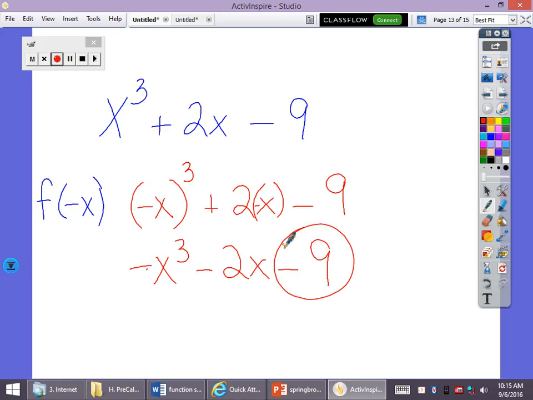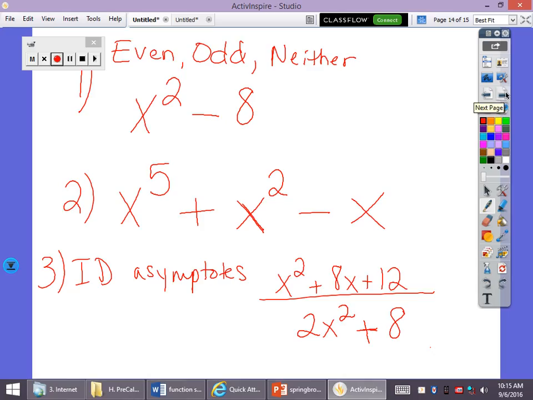Very simple. You just replace your x with a negative x. But the parentheses are important, especially when it's an even power, because you want to take the power to the sign. No, if every sign changes, then it would be odd. If all of them stay the same, it would be even. Correct. Okay. All right.